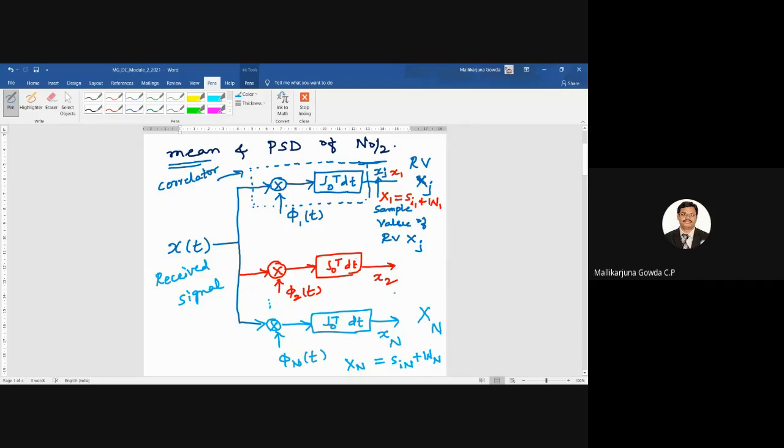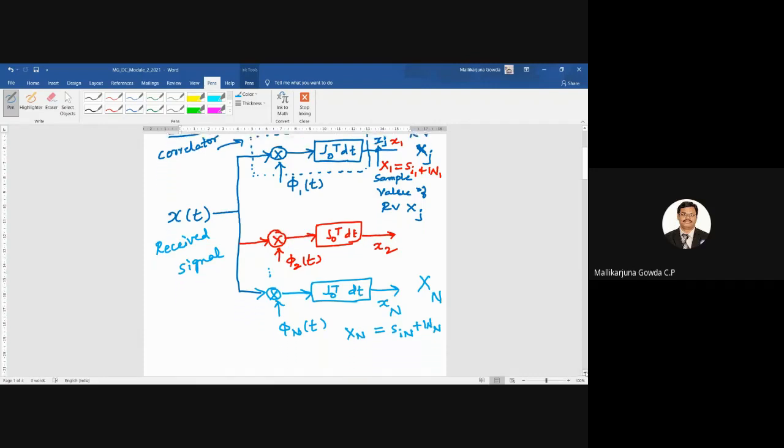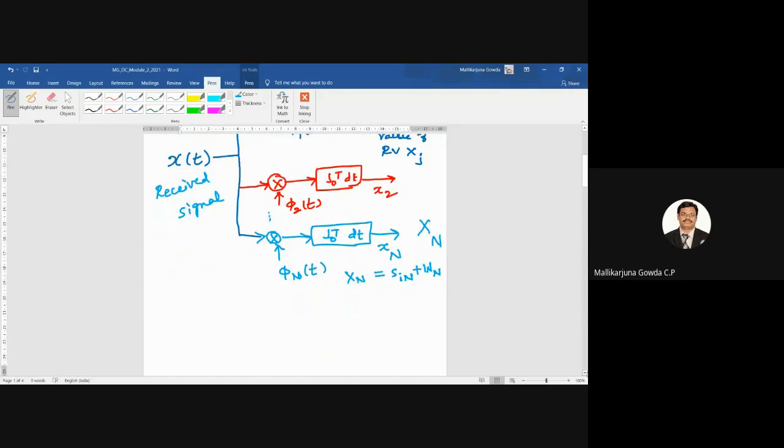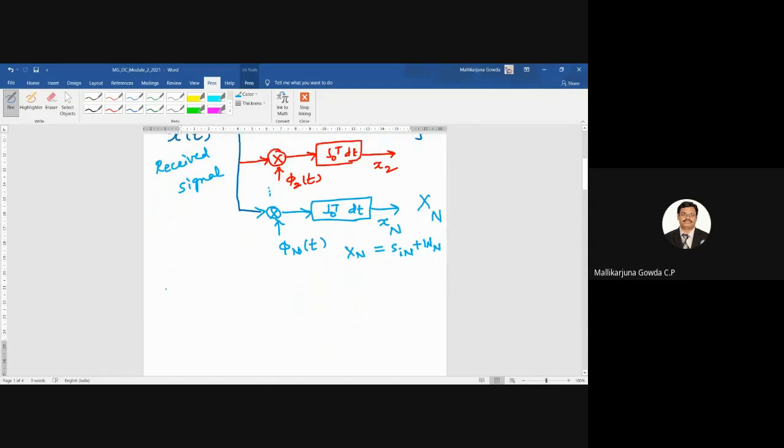Okay, so I think this is what I said in this. This one is what we are calling an analyzer. Hope you understood this point. This figure is the analyzer diagram. There, I wrote with respect to s_i of t. Here I am writing with respect to x of t.